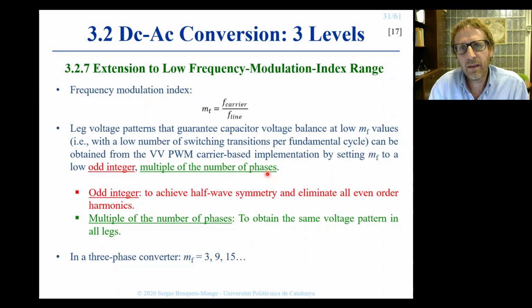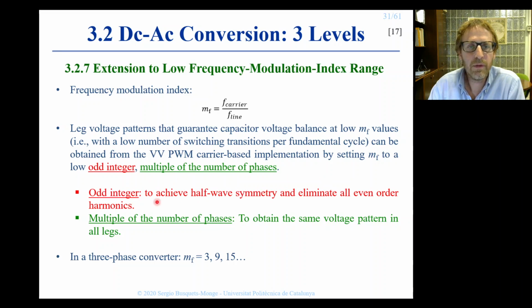How do we extend then this modulation strategy to low frequency modulation index values? Well, we can basically apply the same voltage pattern we generate with the carrier-based implementation of the virtual vector pulse-width modulation, but the only detail is that we need to set the MF factor, which is the carrier frequency divided by the line frequency, to an odd integer value multiple of the number of phases. We will need to make sure that MF is an odd integer multiple of the number of phases.